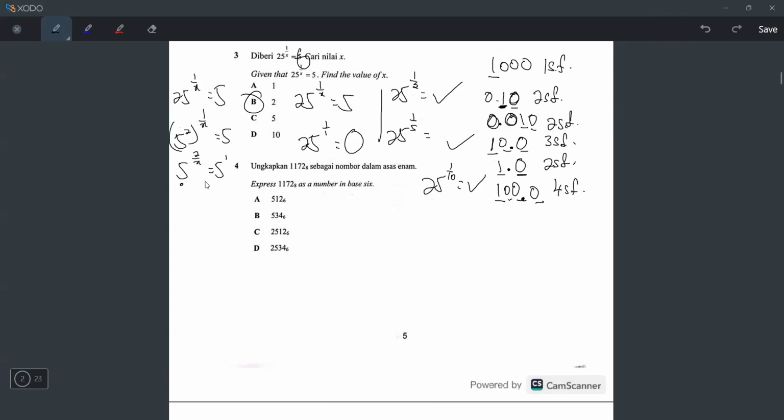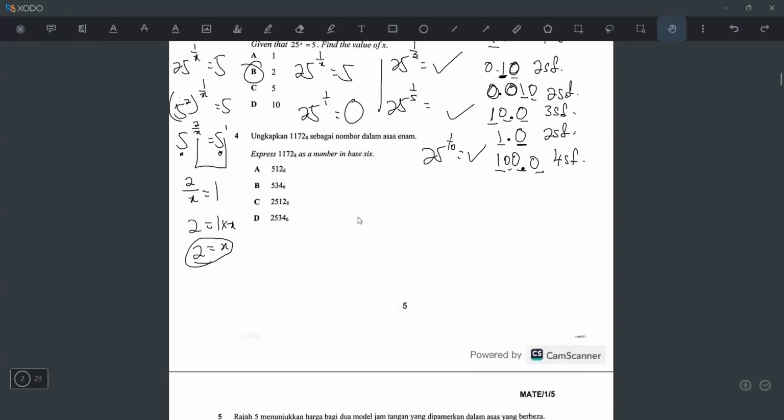Okay. And can you see the base is the same? If the base is the same, it means the power will be the same also. So you compare them, you take the power to compare. So 2 over x equals 1. And then 2 equals 1 times x. x equals 2 divided by 1, which is 2. Okay. So this is another way of approaching the question.